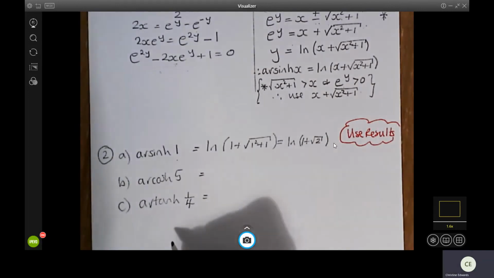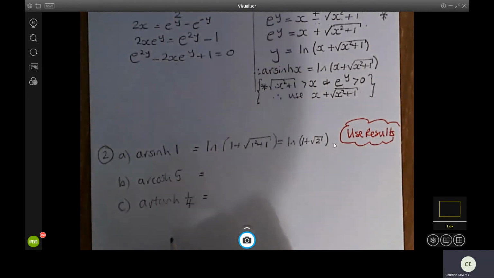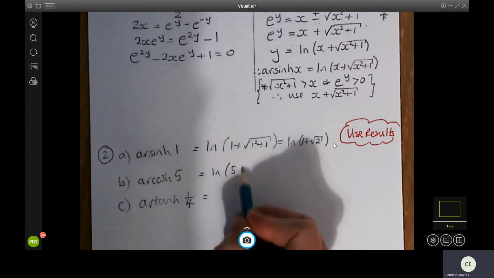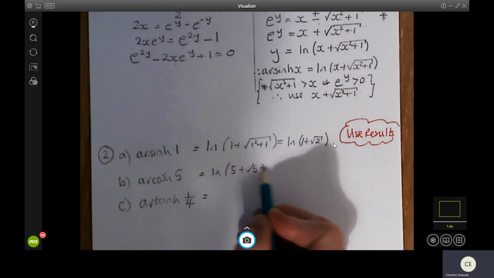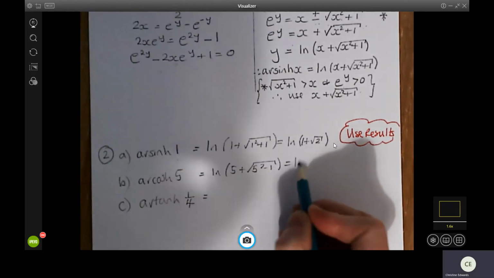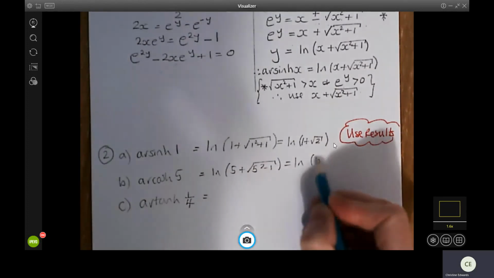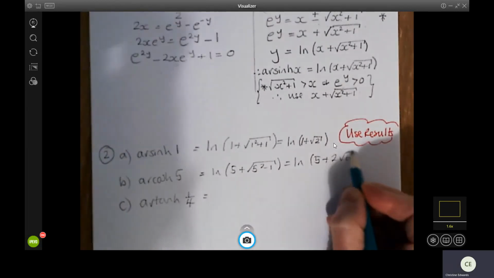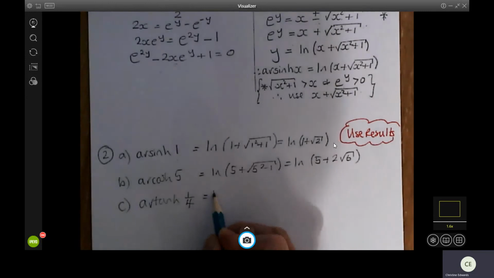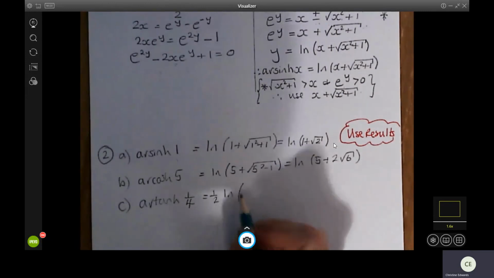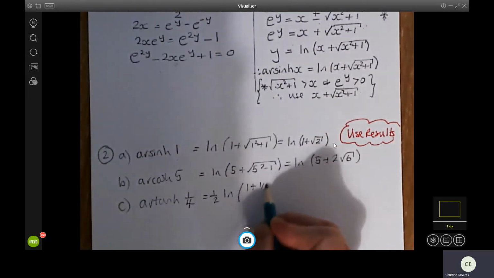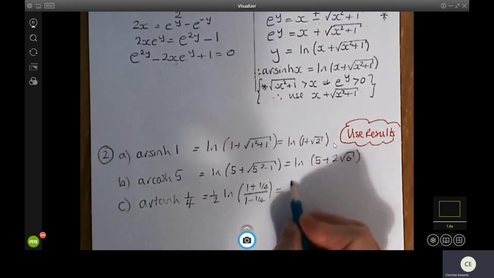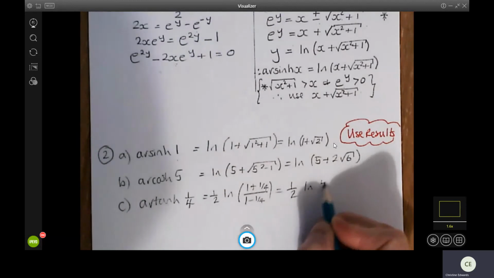And I can do likewise using the appropriate formulas for these two. So we get log of 5 plus the square root of 5 squared minus 1, which gives me log of 5 plus 2 root 6. And a half times the log of 1 plus a quarter over 1 minus a quarter, which simplifies to a half the log of 5 over 3.